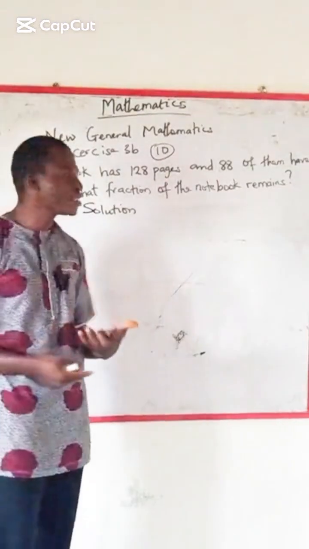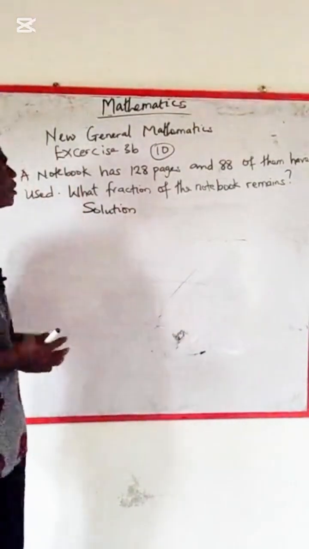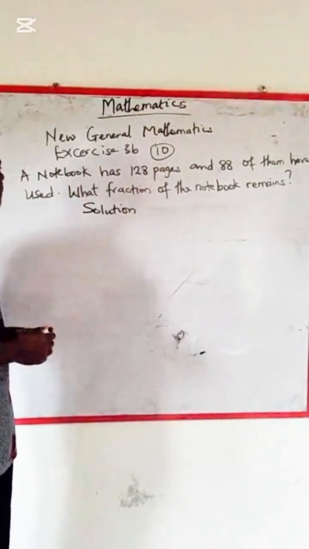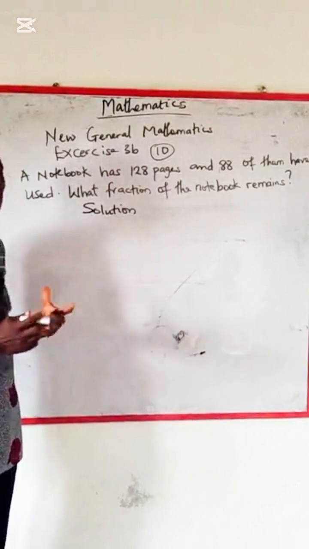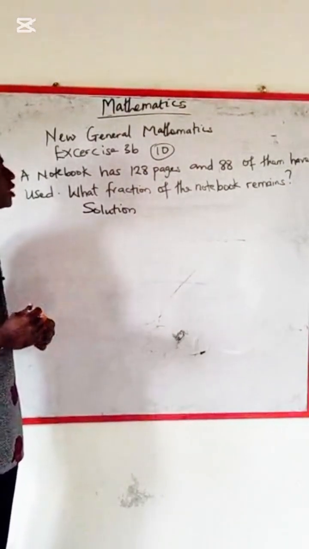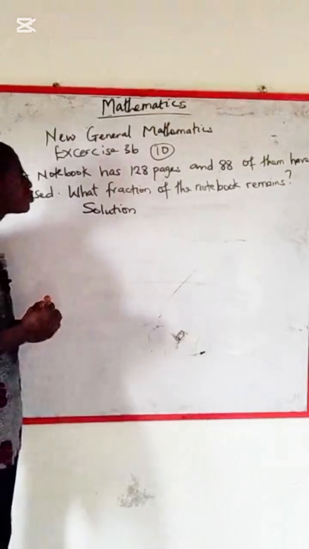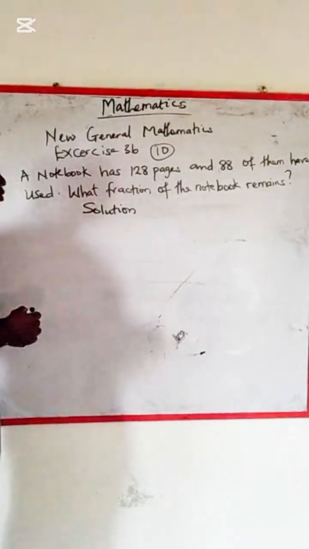Let's explain this question. This question is from general mathematics, exercise 3B number 10. It says the notebook has 128 pages in total, and 88 of them have been used. What fraction of the notebook remains?